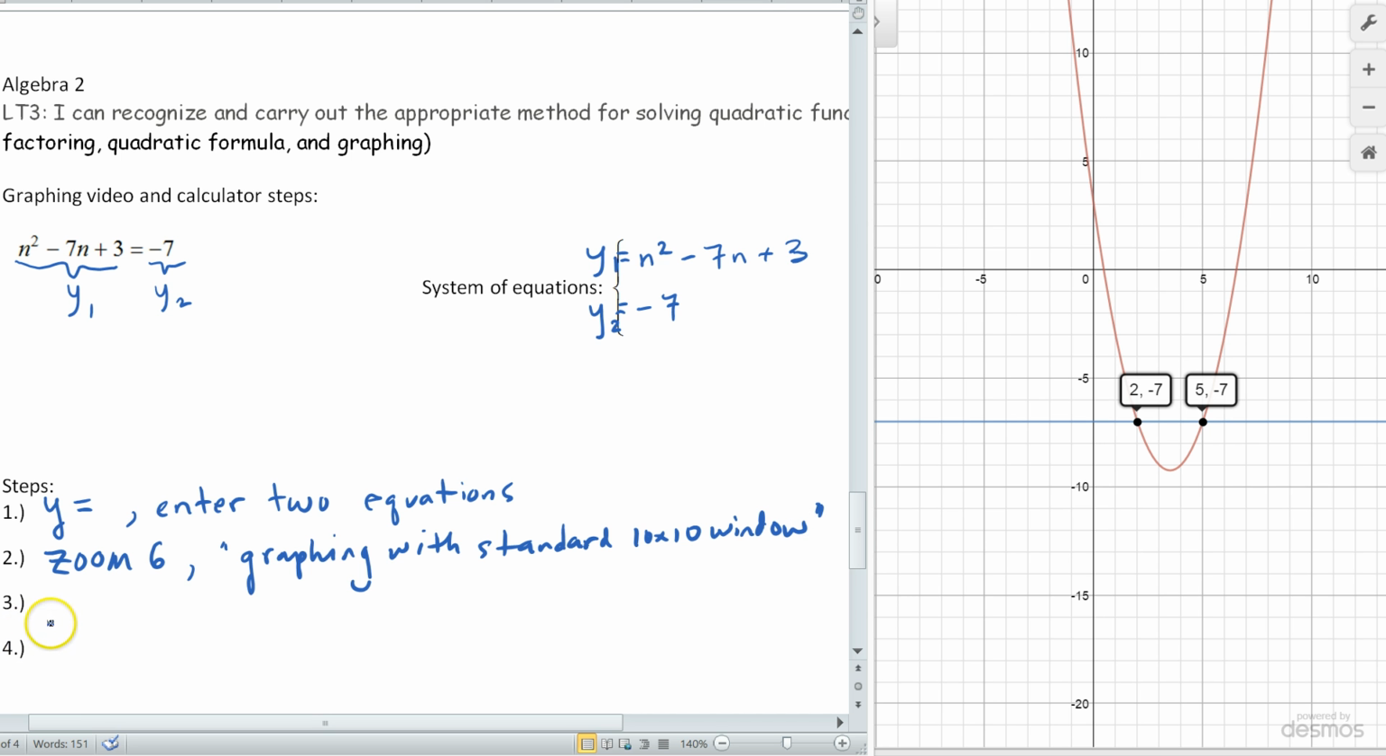And then the next thing we want to do is find the intersection points. So you need to push second, trace, and that will give our calculate options. And then we want to go to option 5, intersect, because we're looking for an intersection.